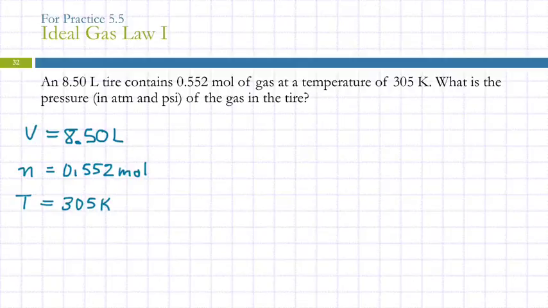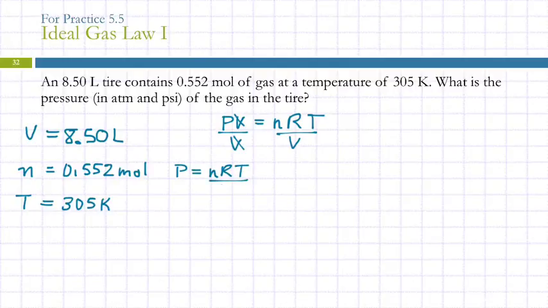So I need PV equals nRT. Some students call that PIV-NERT. PV equals nRT. What am I solving for? Pressure. So divide by volume on both sides. Pressure equals nRT over V.